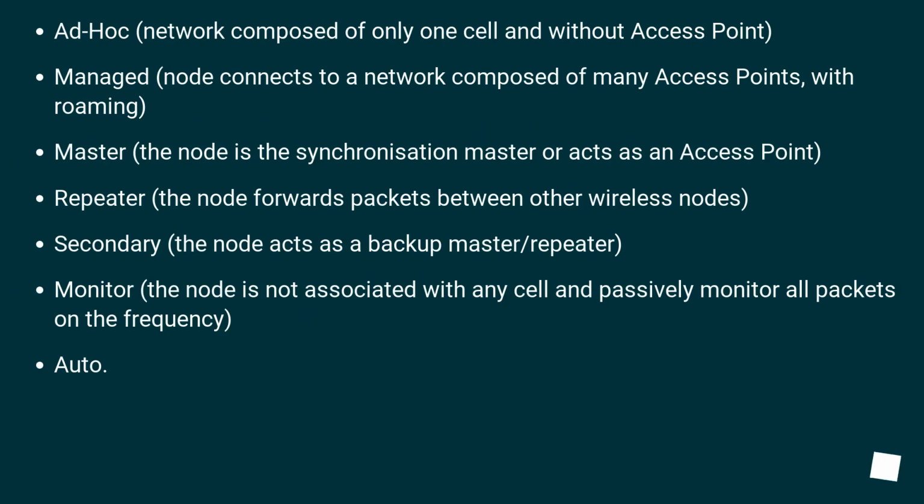Ad hoc, a network composed of only one cell and without access point. Managed, the node connects to a network composed of many access points, with roaming. Master, the node is the synchronization master or acts as an access point. Repeater, the node forwards packets between other wireless nodes. Secondary, the node acts as a backup master/repeater. Monitor, the node is not associated with any cell and passively monitors all packets on the frequency. Auto.